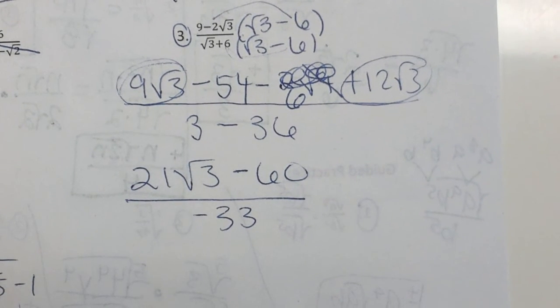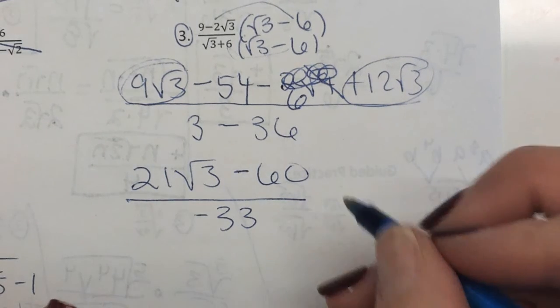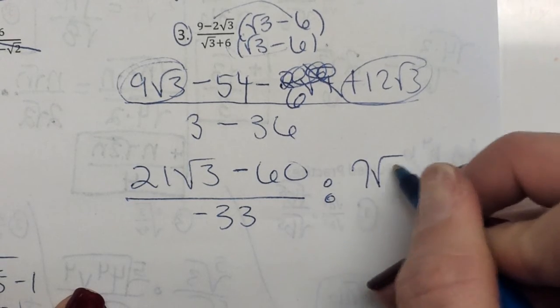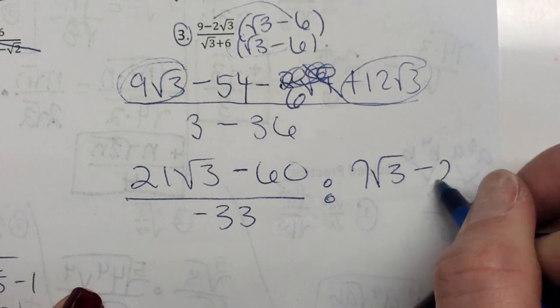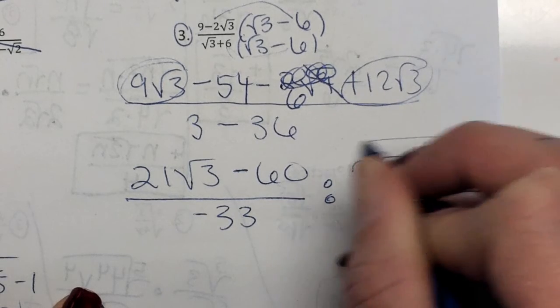Did you all get that far? Okay. From here, we're not done because we can take what out of everything? Yes. Okay, so the top would be what? Over? Very good.